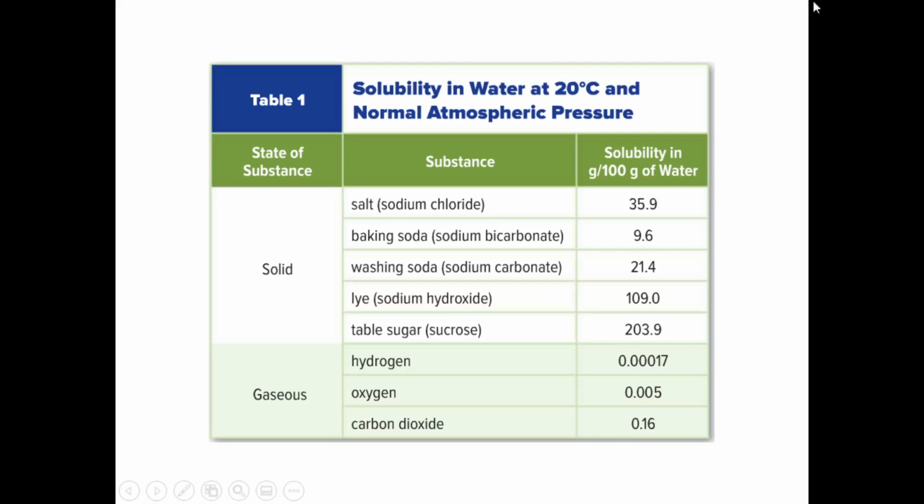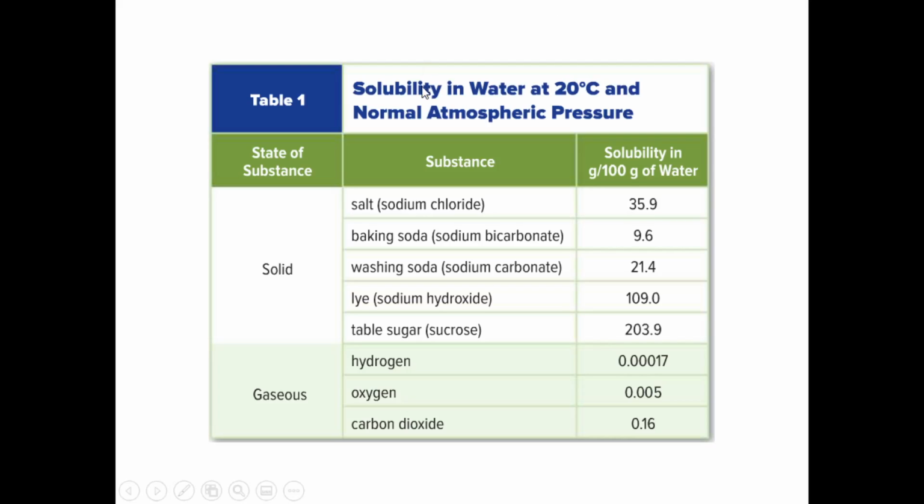Here is a table of some common substances. We have solids at the top of the table and gases at the bottom. For our main example, salt, sodium chloride, we can see that its solubility is 35.9 grams of salt per 100 grams of water. Remember the density of water is about 1 gram per milliliter. So if I have 100 grams of water, 100 milliliters of water, I should be able to dissolve 35.9 grams of salt.